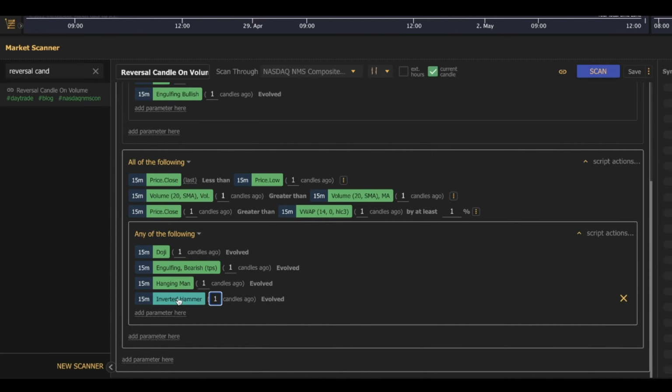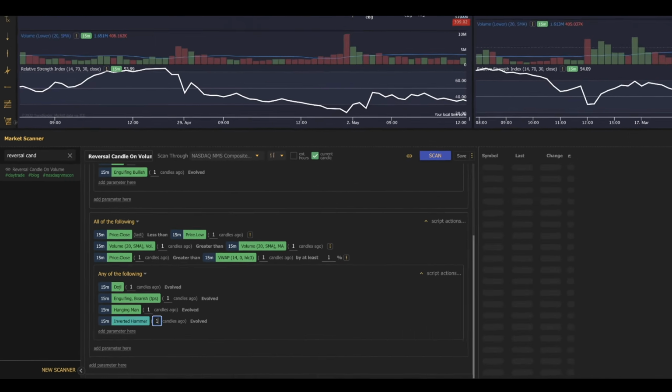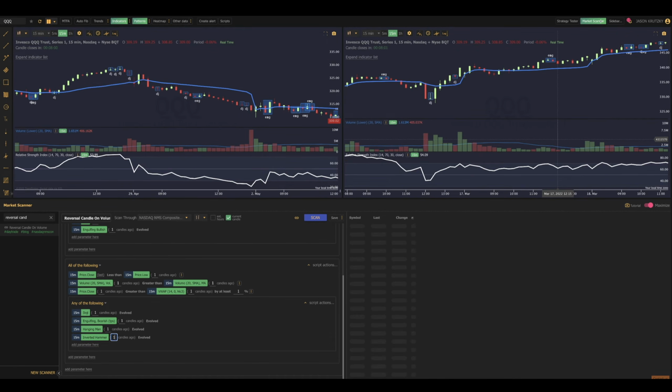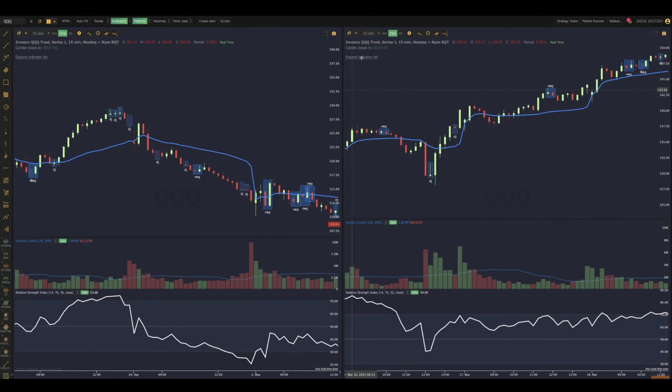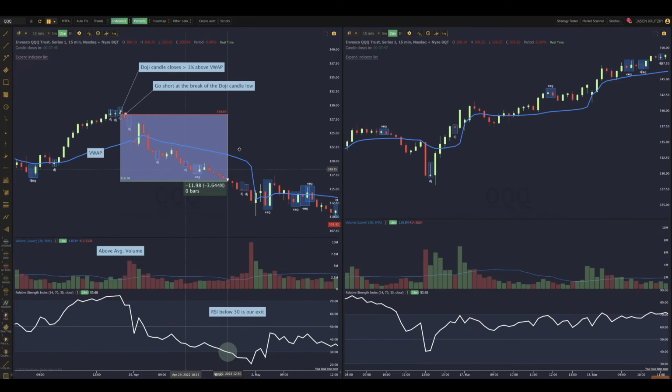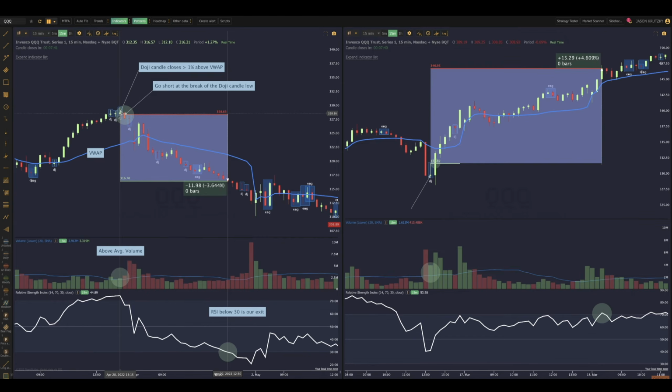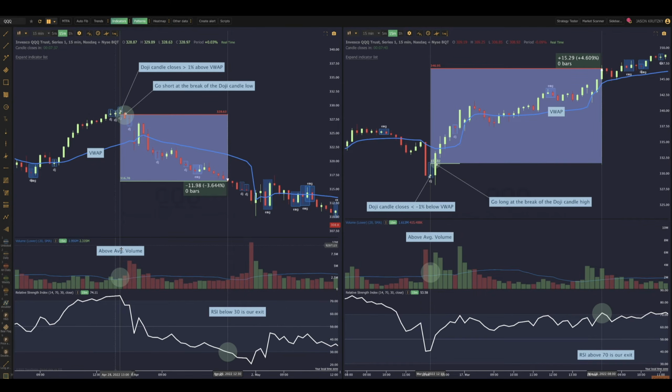Now that we understand how to script these conditions, let's talk through those setups on the chart. I'm going to turn off my market scanner here. I'm going to turn on my drawings. And we can see the two unique setups. Now on the left-hand side, we have our reversal candle here. It's occurring on volume. It is greater than 1% above the VWAP, so we take our entry when price breaks down below the low of that reversal candle here, and we exit when RSI is below 30.